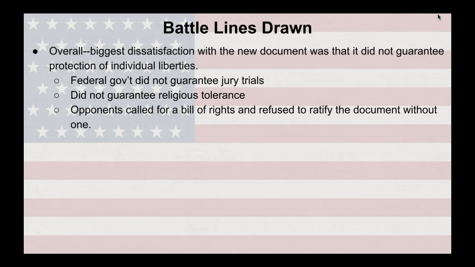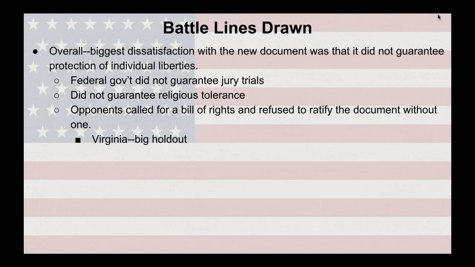Opponents are going to call for a Bill of Rights to remedy these issues, because the government does not guarantee protection of individual rights. And so they'll actually refuse to ratify the Constitution without a Bill of Rights being added. And so there is going to be a big holdout in Virginia, and Virginia is going to be a huge dominant force in the new republic. They are a very large, populous state, very powerful, and they're a huge holdout.